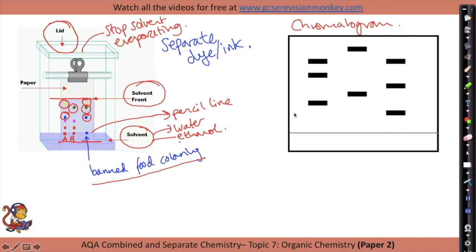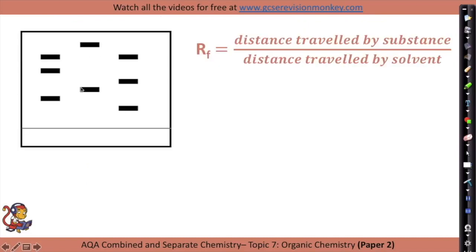So next we are going to look at how we can use these to do some very important calculations for chromatography. We can use these chromatograms to calculate something called the RF value, and we do that by measuring the distance travelled by the substance divided by the distance travelled by the solvent. Now on your diagrams in the exam they will indicate where the solvent line, or the solvent front, is. So I'm going to draw it on here.